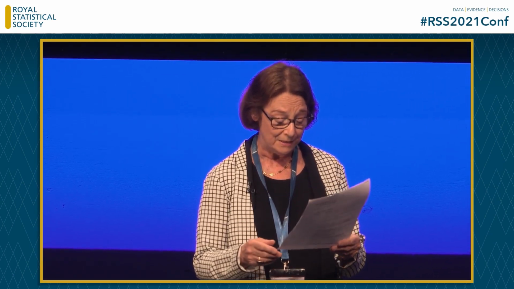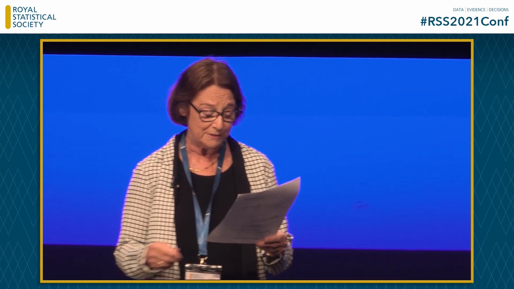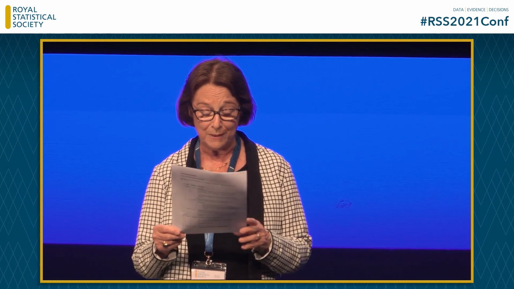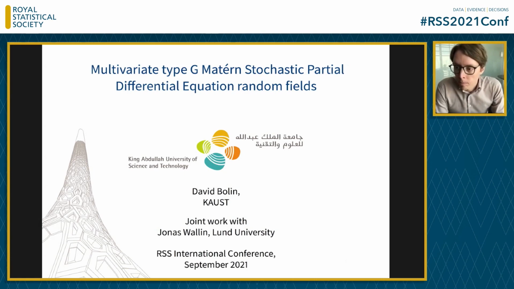We will start with a remote presentation from David Bolin, who is at King Abdullah University of Science and Technology and also at the University of Gothenburg. It's a joint presentation with J. Wallin from Lund University. This is a Series B paper, and he's going to talk about multivariate type G Matérn stochastic partial differential equations random fields. So it's a big methodological advance. David, you have joined us, so the floor is yours.